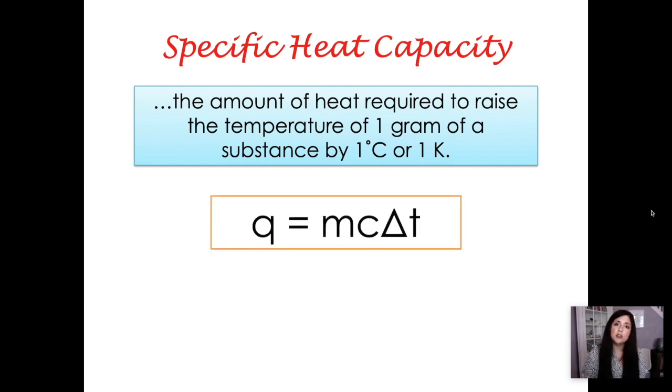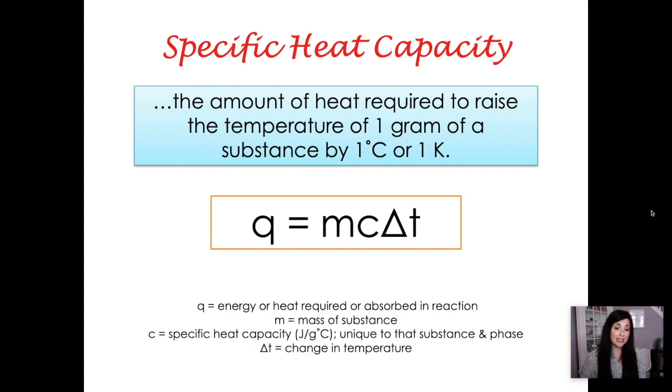And the equation looks like this. So the equation is Q equals mc delta T. Q is the heat that's either required or absorbed in the reaction. Now, you might hear me use energy or heat, and that's because in this class, they're going to be equal to one another. So Q is the heat that's either required or that's absorbed in the reaction, whether it's lowering its temperature or whether it's getting a higher temperature.